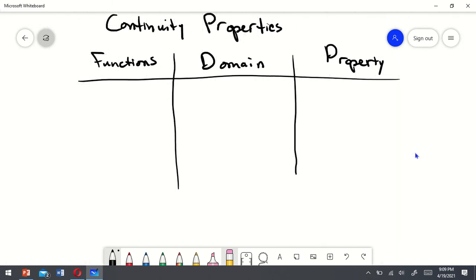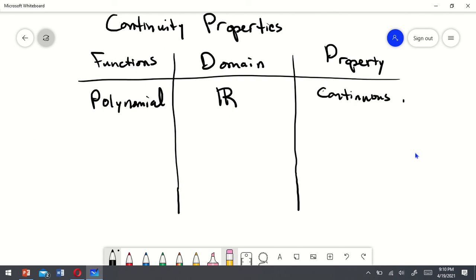So if we have, let's say, a polynomial, and that should be a term familiar to you from chapter 11, when we have a polynomial function, the domain is all the real numbers. And that's what this symbol means. You could use the words all real numbers as well. And it's continuous at every number in its domain, or on all the values in its domain.